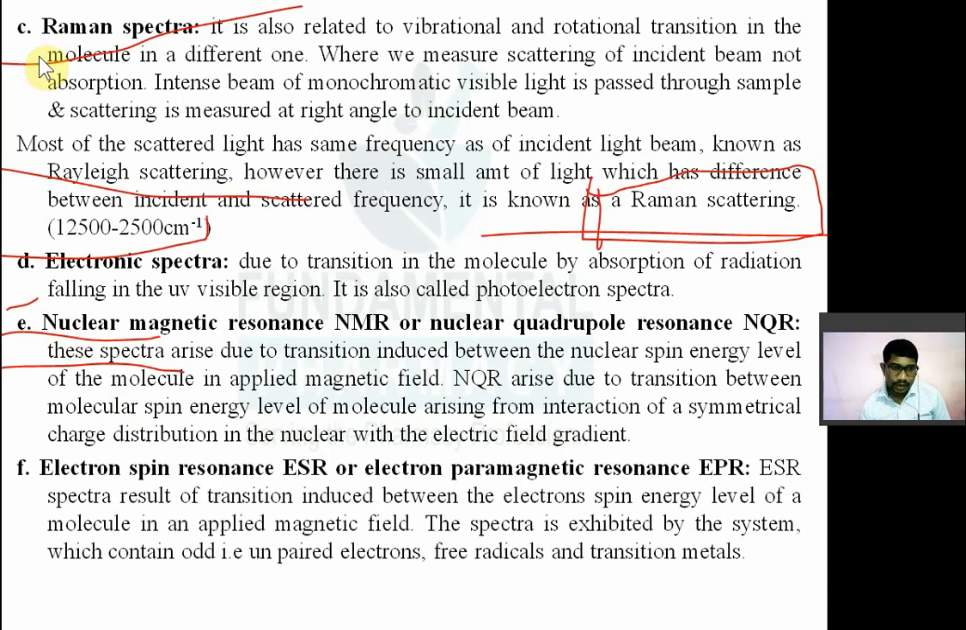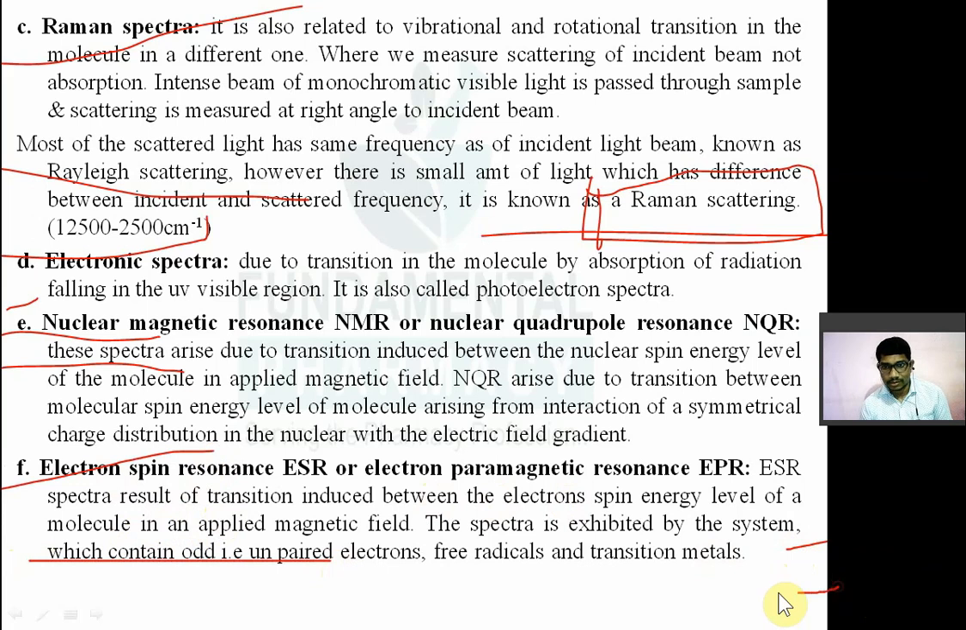Next one is electron spin resonance, known as ESR or electron paramagnetic resonance, EPR. It is the spectra of transitions induced between electron spin energy levels of a molecule in an applied magnetic field. The spectra is exhibited by systems which contain odd, that is unpaired, electrons, free radicals and transition metals.